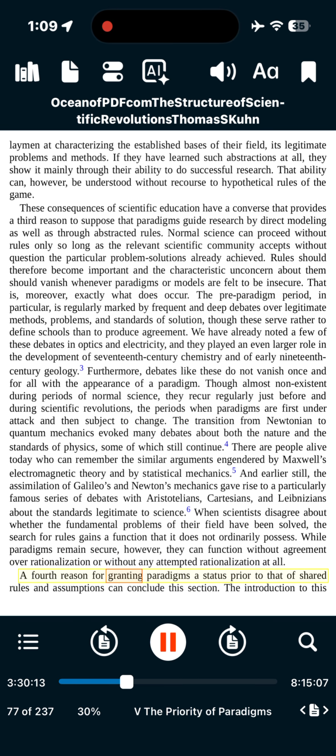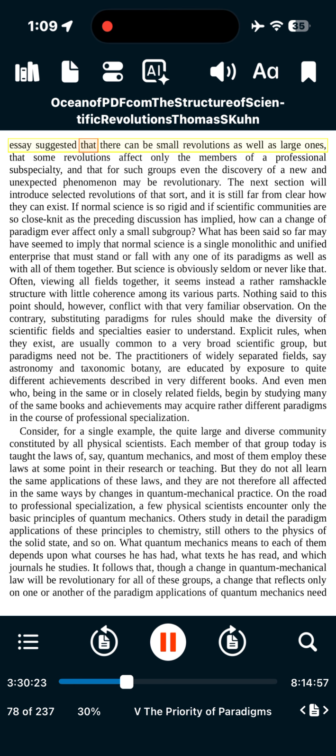A fourth reason for granting paradigms a status prior to that of shared rules and assumptions can conclude this section. The introduction to this essay suggested that there can be small revolutions as well as large ones, that some revolutions affect only the members of a professional subspecialty, and that for such groups even the discovery of a new and unexpected phenomenon may be revolutionary. The next section will introduce selected revolutions of that sort, and it is still far from clear how they can exist. If normal science is so rigid and if scientific communities are so close-knit as the preceding discussion has implied, how can a change of paradigm ever affect only a small subgroup?